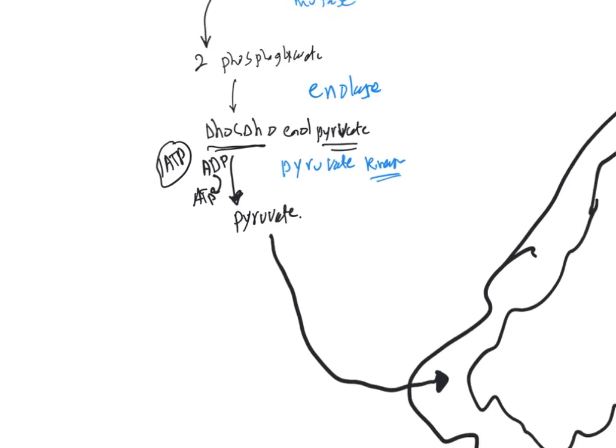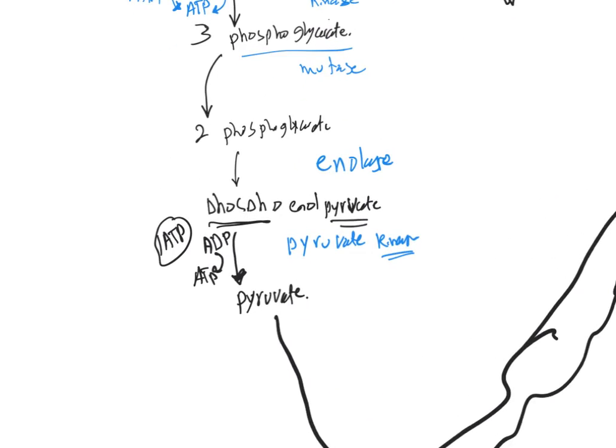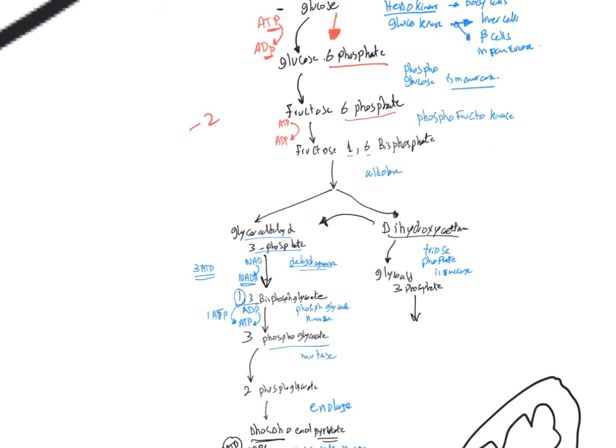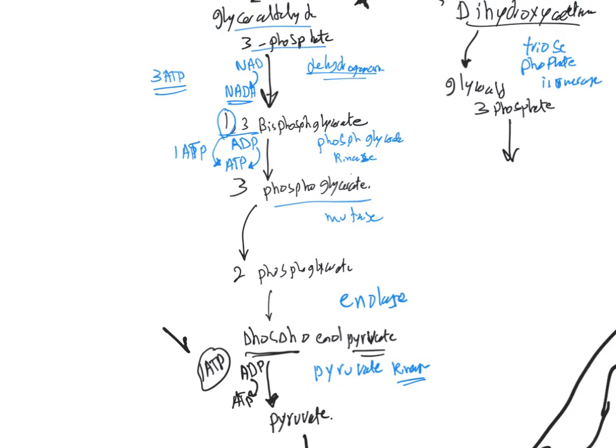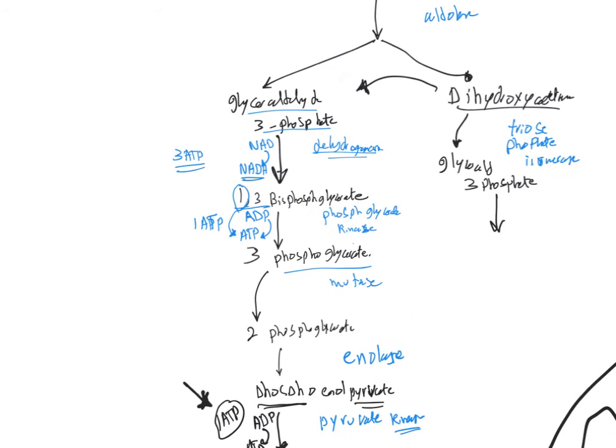So if we're going to count how many ATPs and how many energy molecules there are, as I mentioned, there were 2 ATPs used at the beginning of glycolysis, right? So this is -2. Now, what is the net of the ATPs that we got here? We got 1 ATP here, and we got another 1 ATP here. So this is 1, 2, and we got 1 NADH.